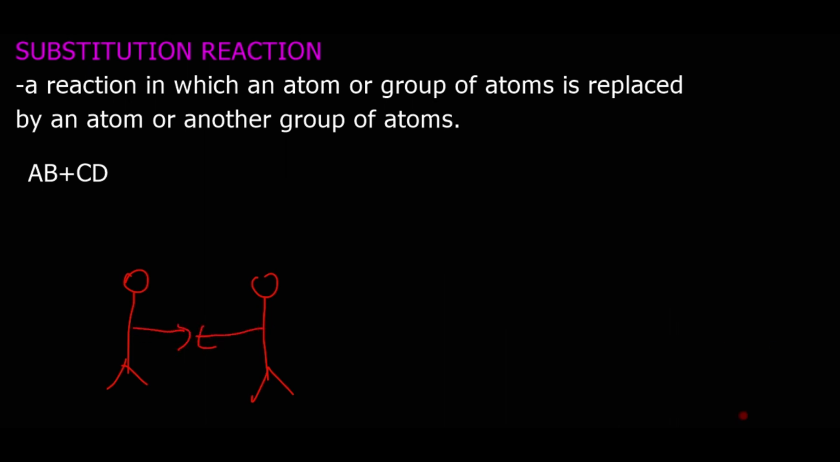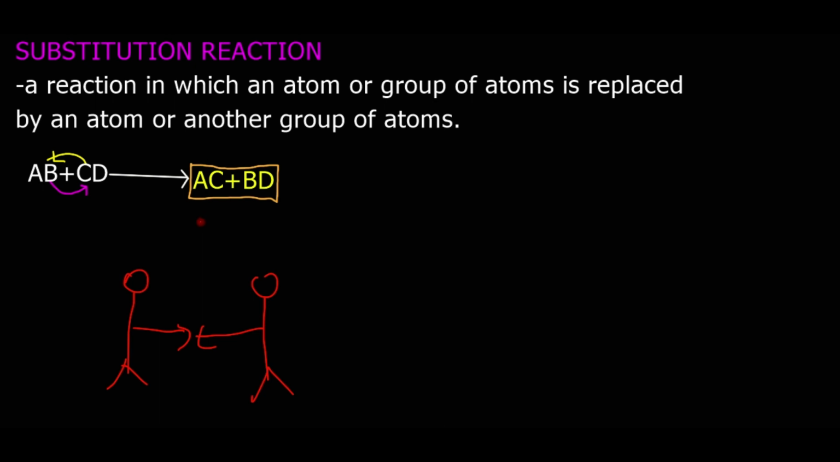So let's say we have AB plus CD. C replaces B, and then B replaces C. So you get a substitution. You know about the exchange. It means something like this, and then you get the substitution. You know about the exchange.